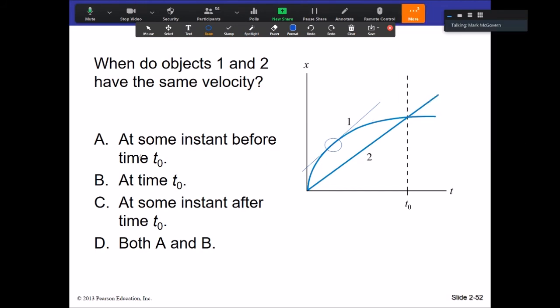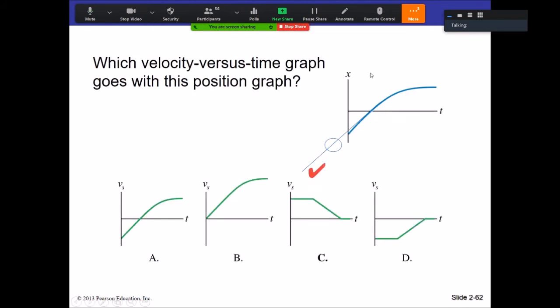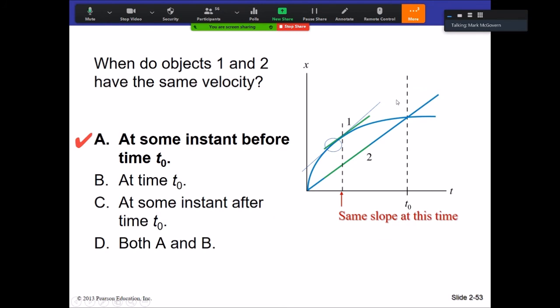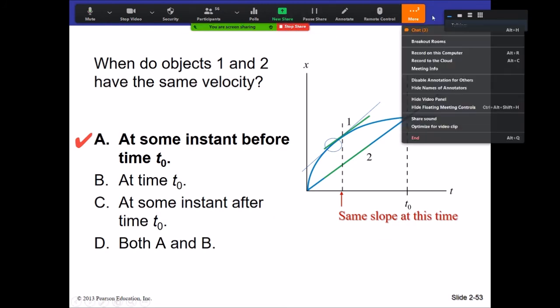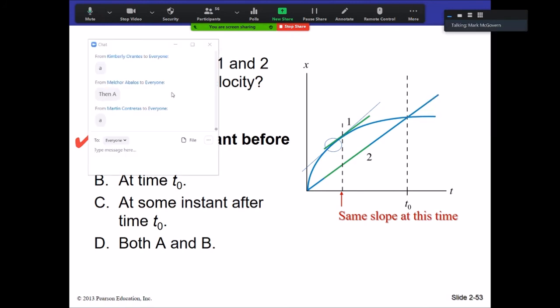But before T0, the same slope, oh, well, they already drew that there, I guess. Sorry. But yeah, so same slopes. The answer is A.